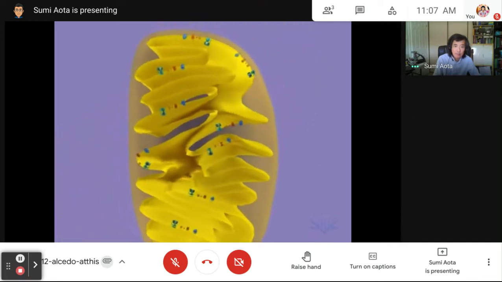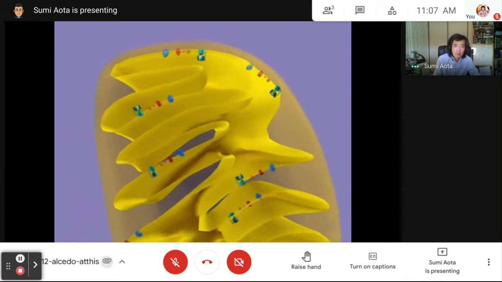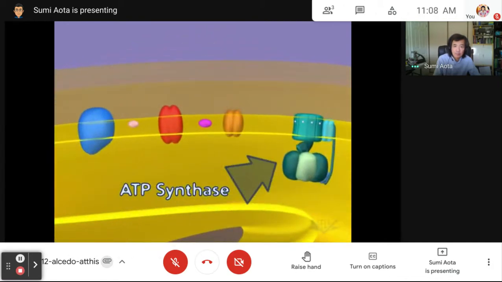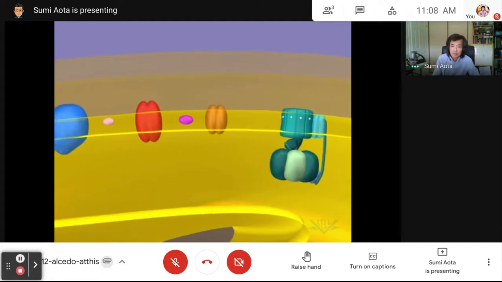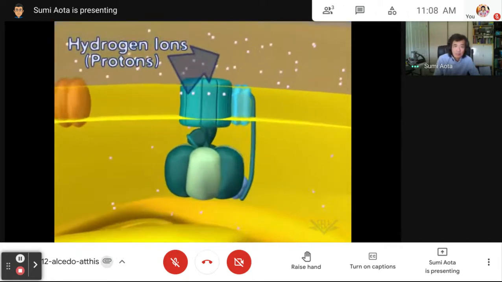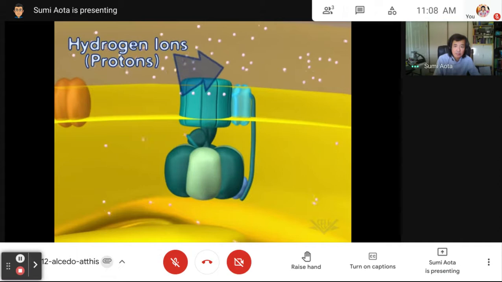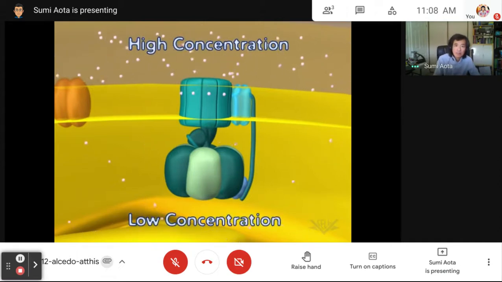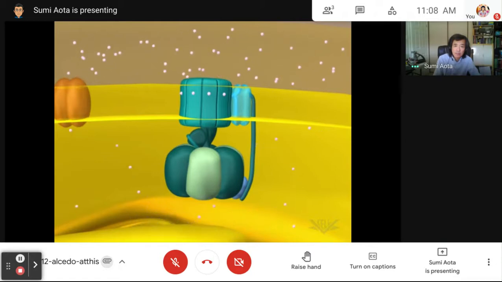ATP is synthesized by ATP synthase, a large complex of membrane-bound protein. Here we see ATP synthase, along with other membrane-bound proteins. Notice the large difference in the number of hydrogen ions on the two sides of the membrane. This difference is a hydrogen ion, or proton, concentration gradient.